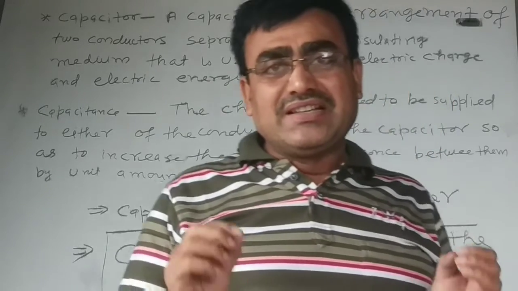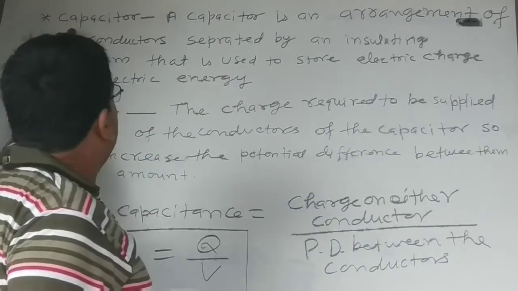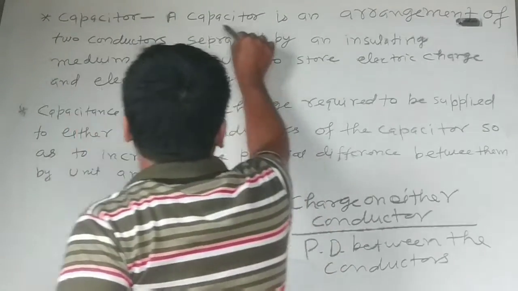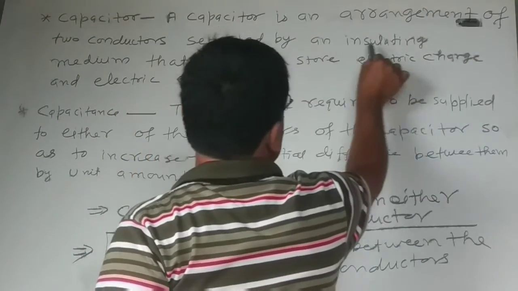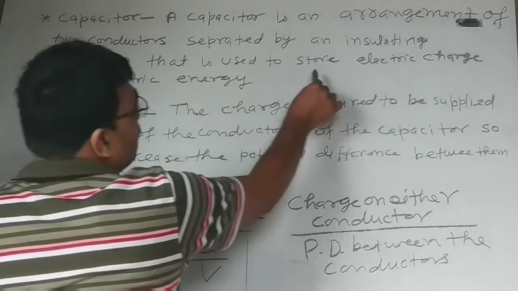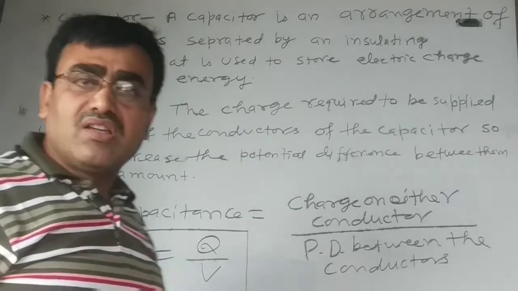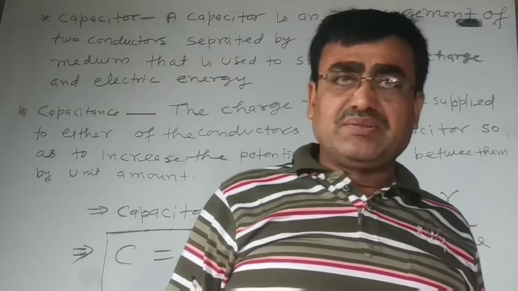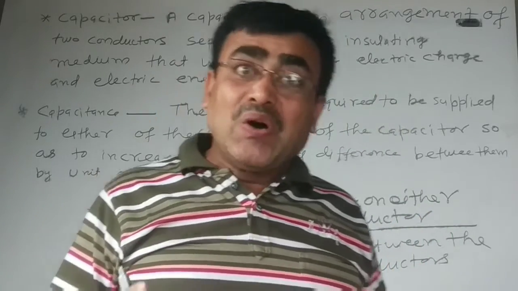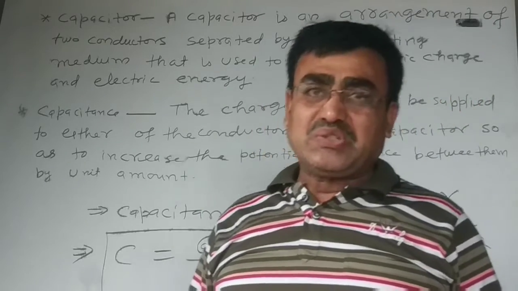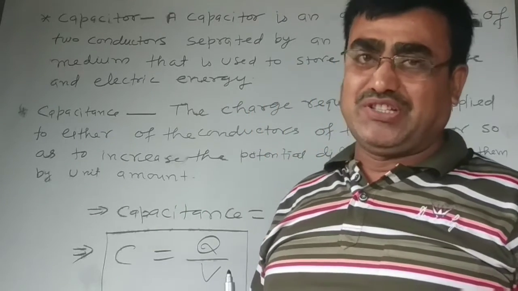Now you write the definition of capacitor. Okay? Look here. Capacitor. A capacitor is an arrangement of two conductors separated by an insulating medium that is used to store electric charge and electric energy. Capacitor is a device which is used to store either electric charge or electric energy. I will also find the expression of energy stored in the capacitor, okay, later.